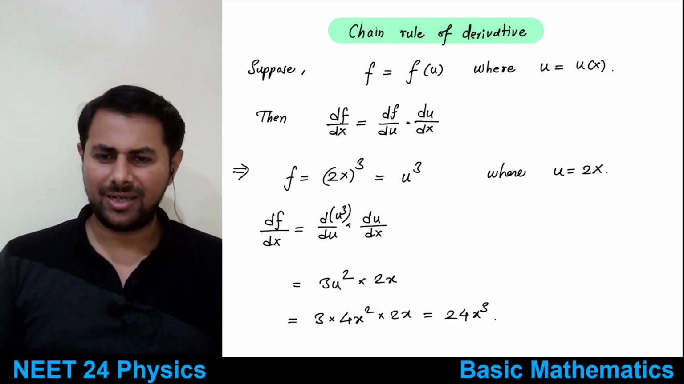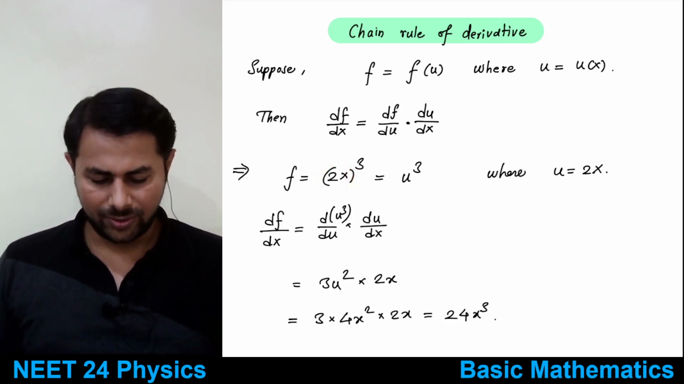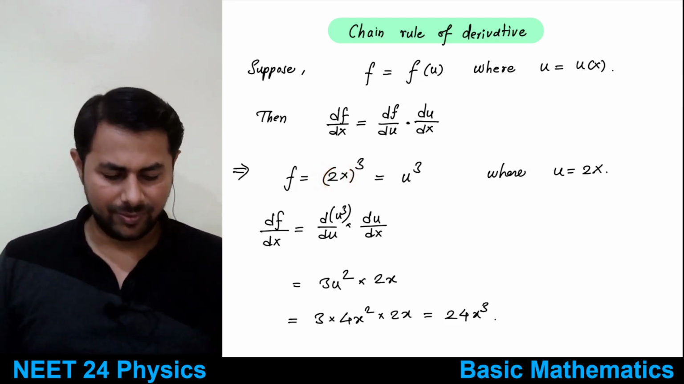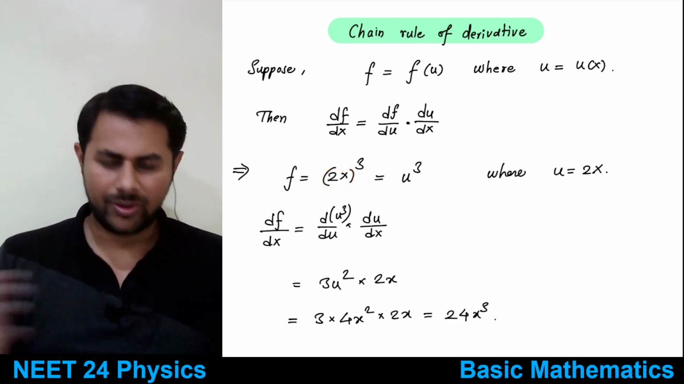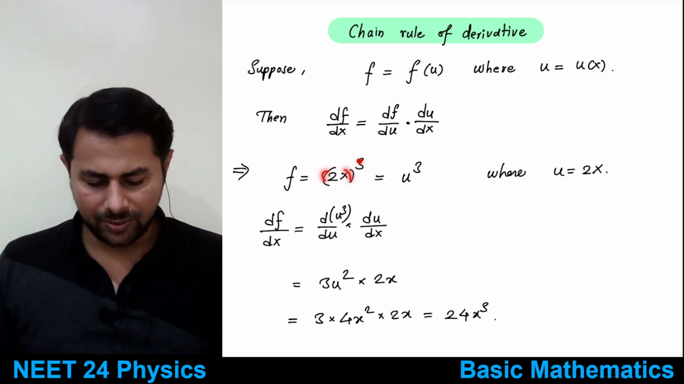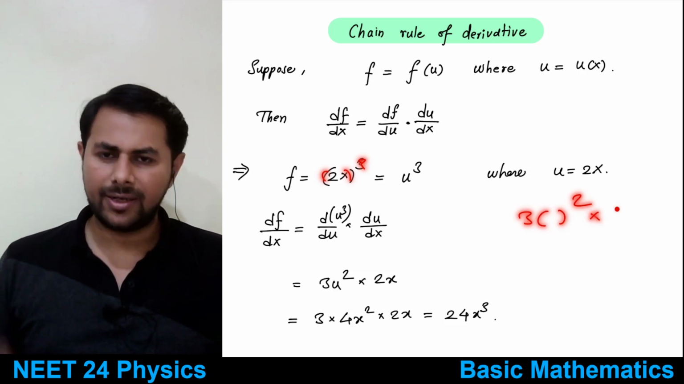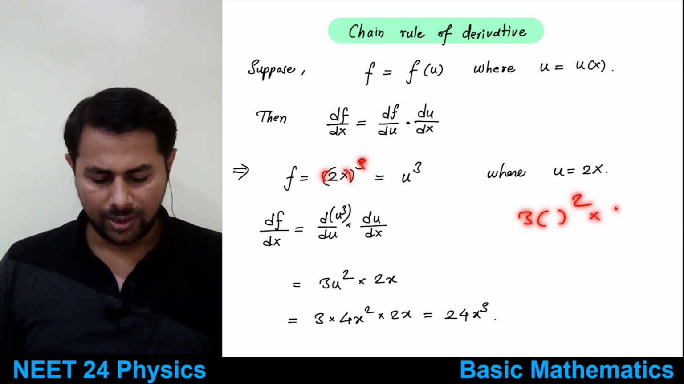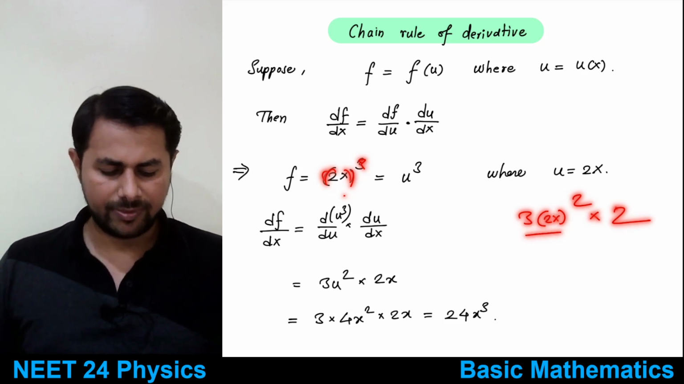Okay, we need to apply the chain rule, but apply it fast. So you have this bracket cube, no? Take its derivative. Assume that the bracket is just x, or something. You have bracket cube. What will be its derivative? 3 bracket raised to 2 multiplied by the derivative of the bracket. There is 2x inside the bracket, so the derivative will be 2. And what's there inside the bracket? 2x.